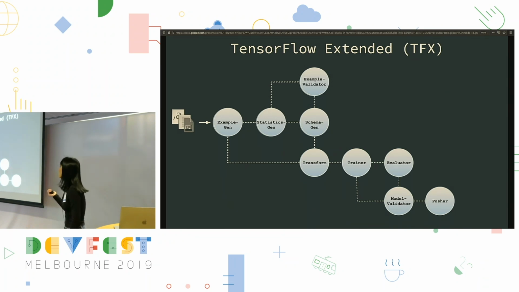And then evaluator to evaluate the model or perform deep analysis of your trained model. And then model validator to make sure that the model is good enough for deployment. And then pusher to push the model onto a serving architecture. So it's good that the framework laid all these steps for you, so you don't have to implement them yourself or define them yourself, because they are pretty much important steps for a machine learning pipeline.